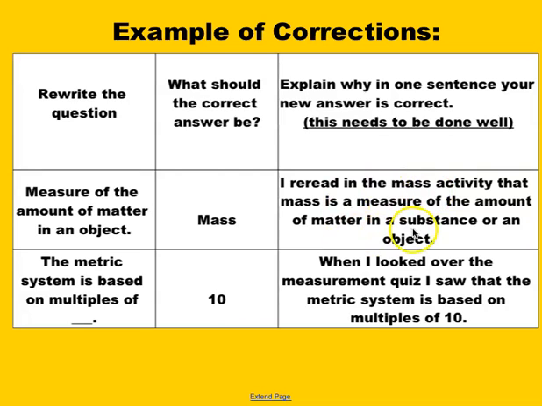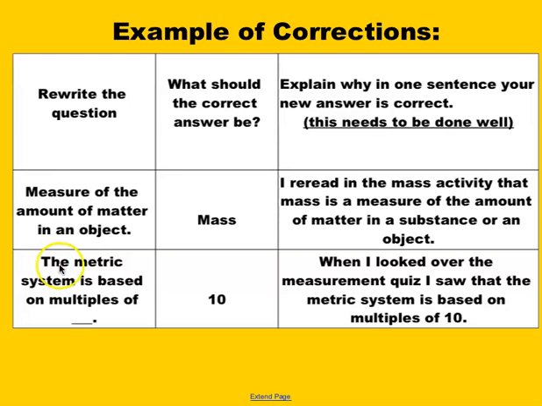What I want from you is at least one sentence to explain why this is the correct answer. So how did you find it? Where did you find it? So you might say, well, I reread the mass activity, that mass is a measure of the amount of matter in a substance or an object. Or you might say, I Googled the measure of amount of matter in an object, and it gave me mass as the answer. That tells me that you're looking for it. And if you're looking for it, it's going to stick in your mind a little bit better, well, a lot better than simply copying it down from someone who did well on the test.